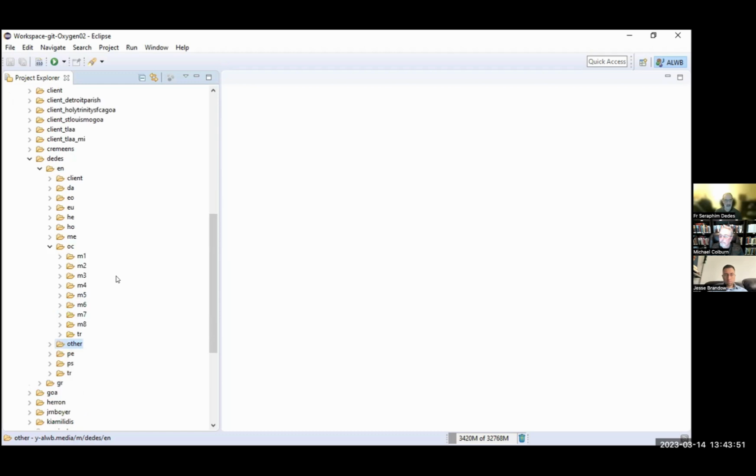So the Oktoikos, much like the books, is divided by mode, the 8 modes, and then the TR is some Triodion material. So we'll look at mode 1. Then it's divided by day, much like the libraries are. If we go into day 1, which is Sunday, it's divided by services. So now they're divided kind of like how the templates are divided.